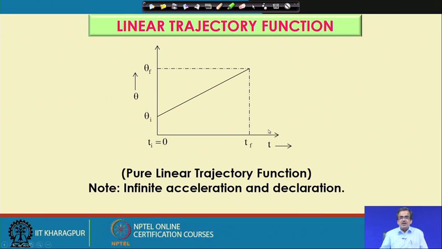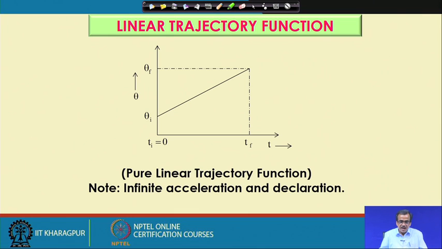But we should remember that although theta is varying in a linear fashion, the movement of the end effector with time cannot be linear, because in the expression for the position we have cos theta and sin theta terms, and these are nonlinear. So, the variation of the end effector with time will become nonlinear. Of course, theta is varying linearly.